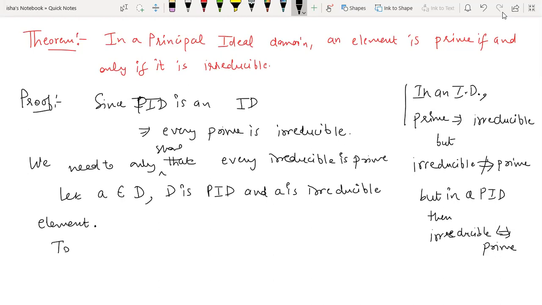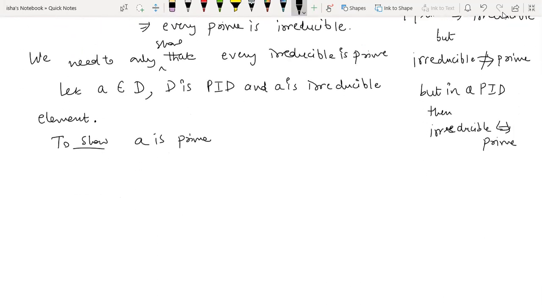Okay, so what do you want to show? A is prime. What is the definition of prime element? We know that the definition of prime element is that if A divides BC, it should imply A divides B or A divides C. So if you are able to prove that, we will have proved that the element is prime.